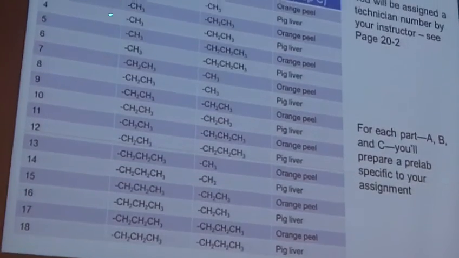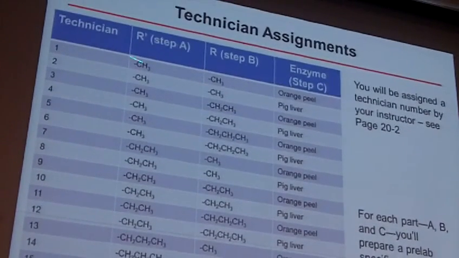All right, so this is ultimately it. There's 18 different combinations. Okay, so your R prime is the alcohol you use in step A. The R is the acid chloride that we'll use in step B. Okay, and then finally your enzyme in step C. So you can see based on which one you have, you'll be able to see what you're going to look forward to over the course of the next few weeks.